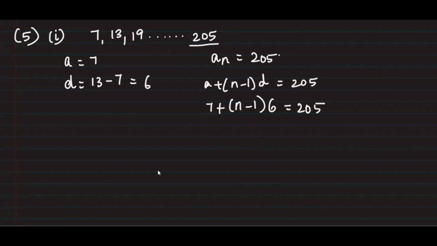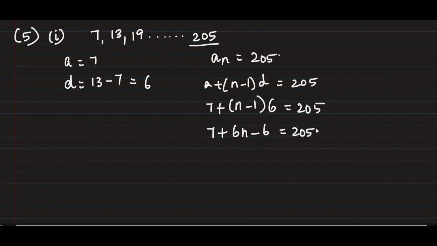So now 7 plus 6 into n will become 6n. Then 6 into minus 1 is minus 6, which is equal to 205. So 7 minus 6 will become 1. So 6n plus 1 is equal to 205. So 6n is equal to 205 minus 1.